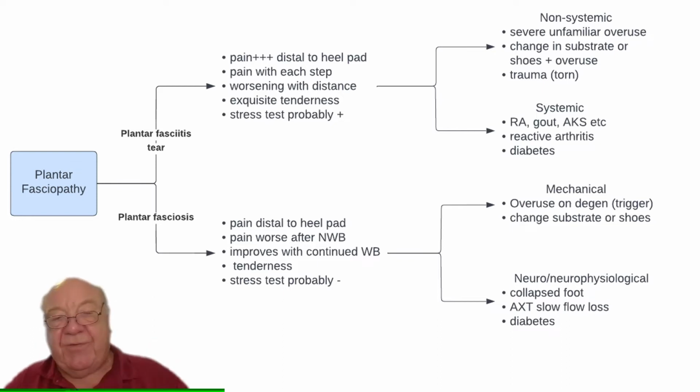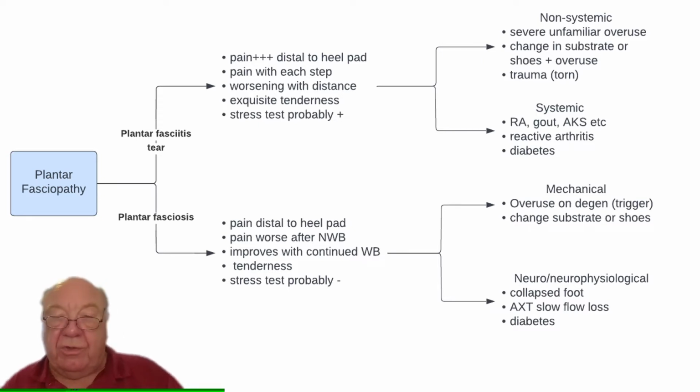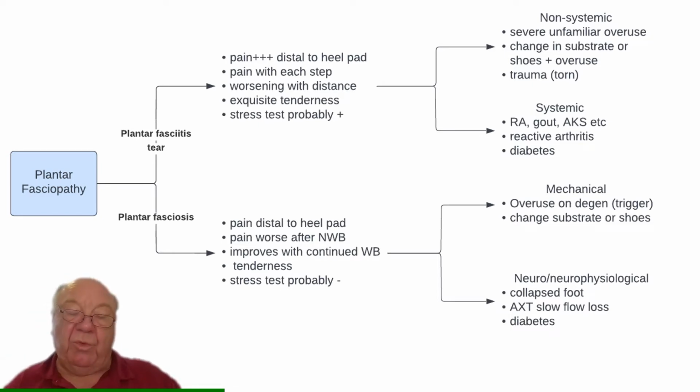So the main difference between the fasciitis and the fasciosis is the severity of the thing. In treatment, you're going to be looking for the causes of fasciosis, whereas the causes should be known to you anyway from the history. There is either severe unfamiliar overuse, which you'll treat by saying don't do that, or changes in substrate or shoes, don't do that either, or it's a systemic problem which you're going to refer back to your physician for further investigation.